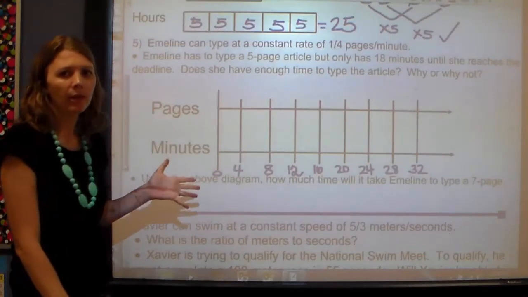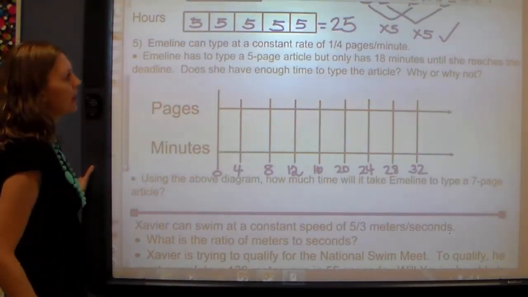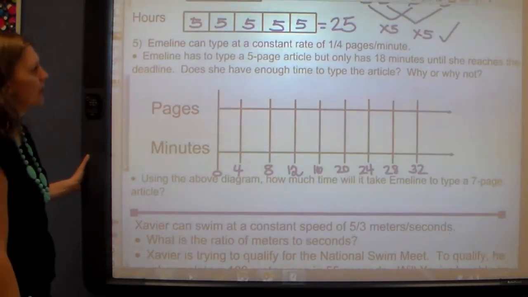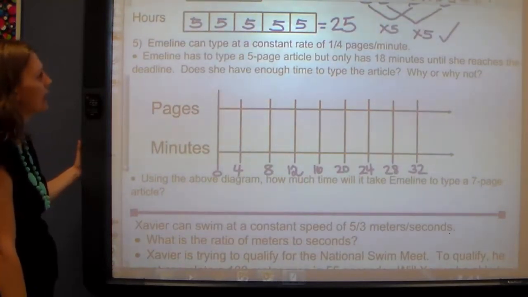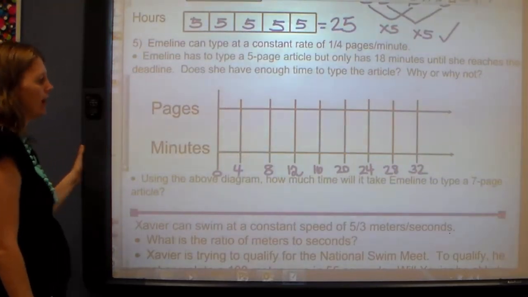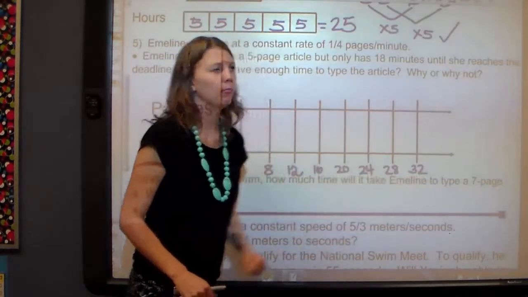Okay, here's an example where we're using the double number line diagram. It's just another method that you can use to solve for these rates. It says Emmeline can type at a constant rate of 1 to 4 pages per minute. Emmeline has to type a 5-page article but only has 18 minutes until she reaches the deadline. Does she have enough time to type the article? Why or why not? Okay, I have some numbers down here already pre-done.